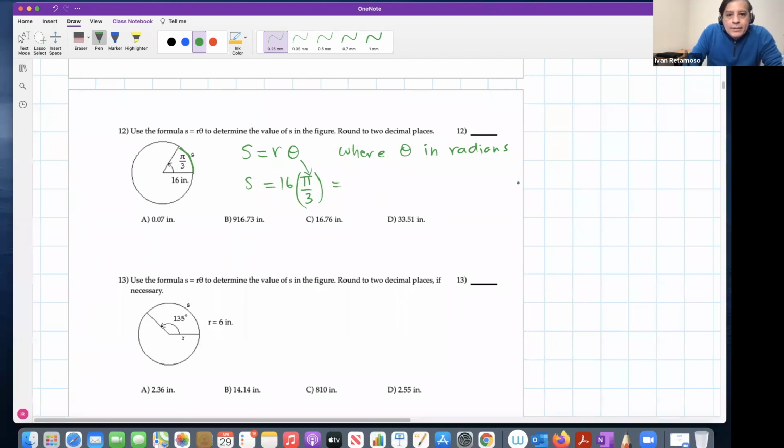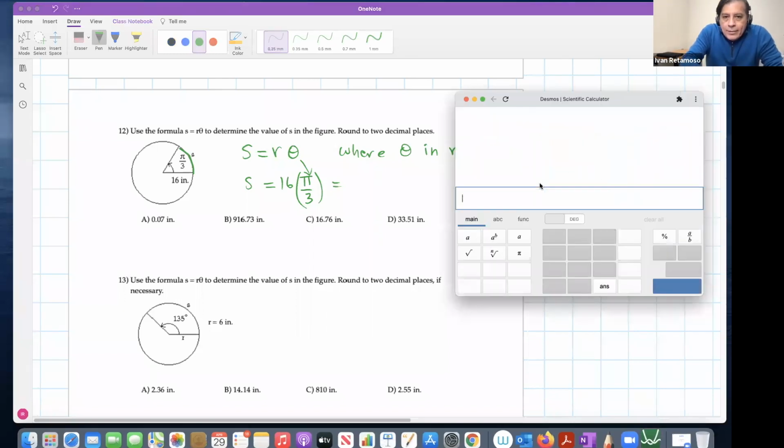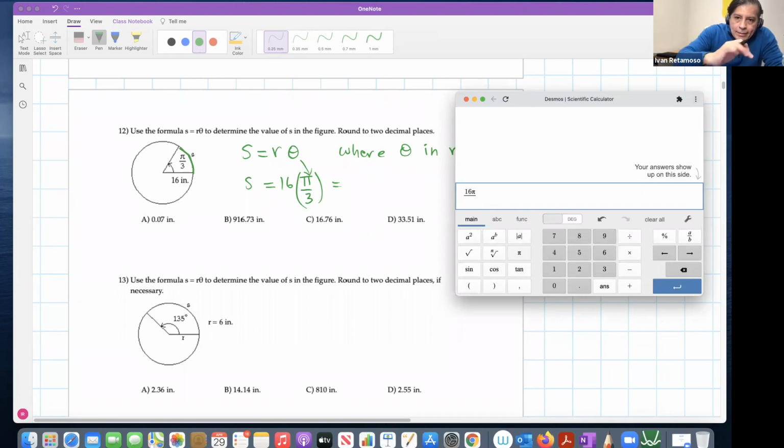So this is what you have to do in your calculator. This requires a calculator. So 16 times pi, pi is here or you can just type pi, divided by 3. Or you can write 16 between parentheses, pi over 3, which is the same. What is important is that you should get 16.75. Follow the instructions for the rounding. They say round to 2 decimal places. So you go up to here, up to 2 decimal places, but since this digit is 5, the rule says we have to add 1 unit here.